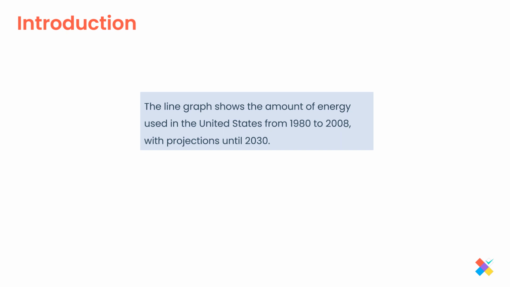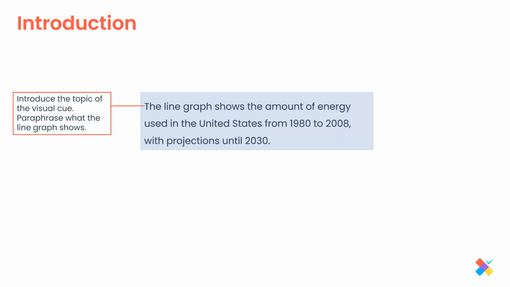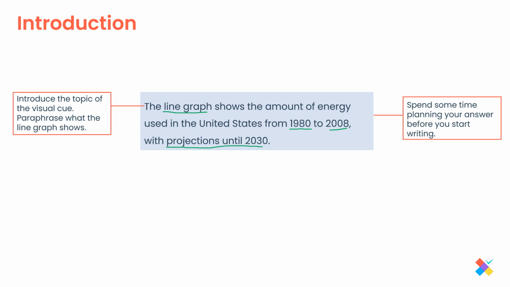The introduction, as I said, you paraphrase what you see. And as I said, we are going to specify the line graph, the amount of energy used in the United States, and we can give the time frame. We're not going to the specifics, but we give the time frame 1980, 2008, projections. Okay, easy peasy. If you spend a little bit of time planning, it's going to be easy for you. One sentence. I have paraphrased, so I can move on.